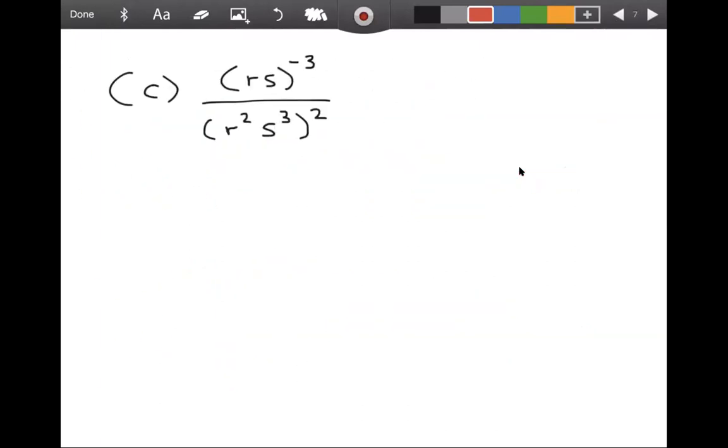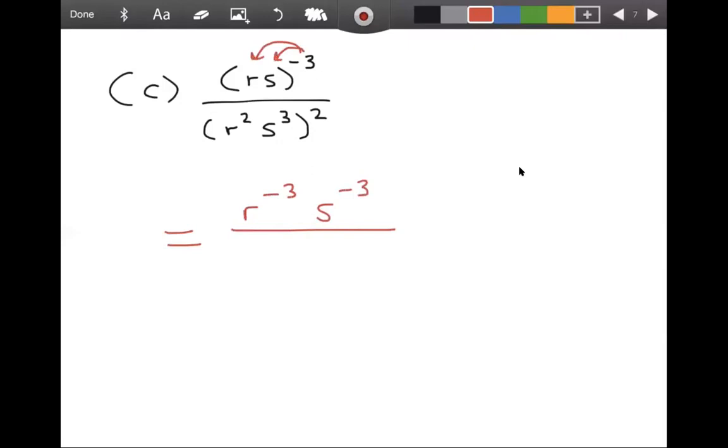All right, now they're getting fancier and fancier. In letter C, we have the negative 3 power of r times s divided by the square of r squared times s cubed. So what I'm going to do is use the product to a power rule, rule number 4, to put this negative 3 power here and here. So that gives me r to the negative 3, s to the negative 3.